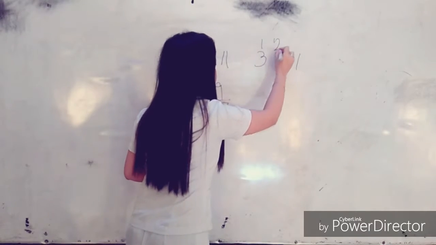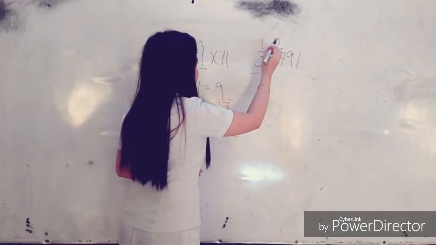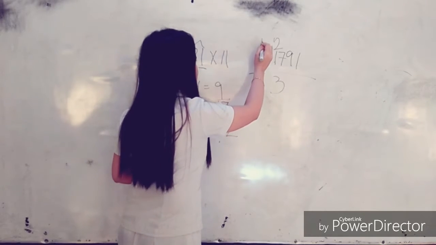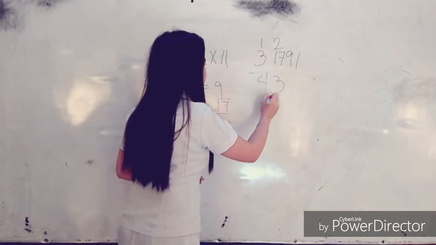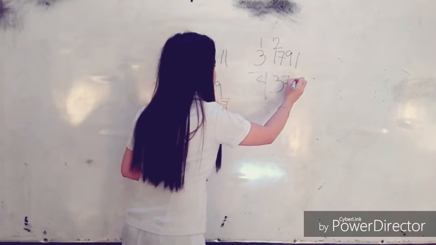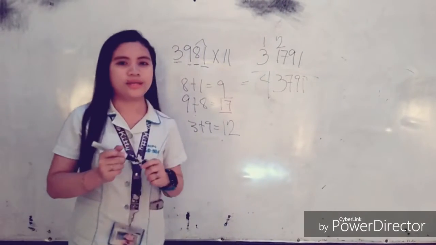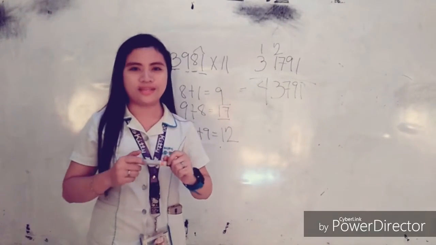12 here. So, let's add. 2 plus 1 is equal to 3 and 3 plus 1 is equal to 4. Then copy 7, 9, 1. And that's the final answer. So, get it? Okay, try it on your own.